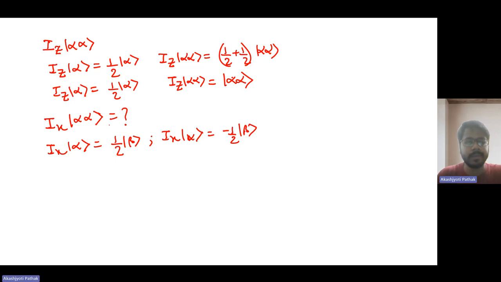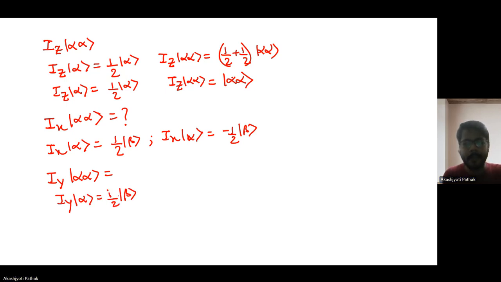So what we are getting here. Now similarly, we can also calculate what we will get if IY acts on this alpha alpha system. Then this IY will act on alpha and it will give us I by 2 beta. So when IY acts on alpha alpha, we get I by 2 beta alpha minus I by 2 alpha beta. So option number C is also incorrect.